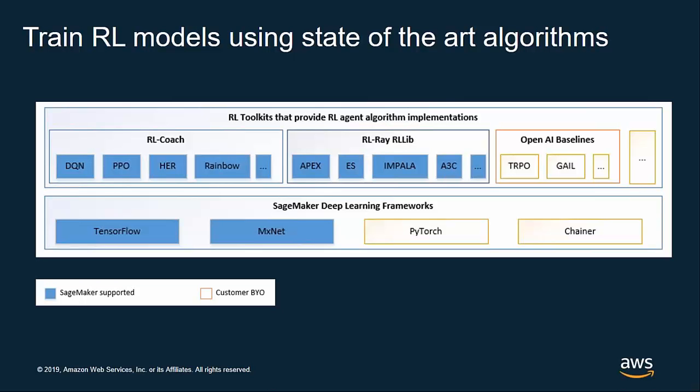Similar to how you would do supervised and unsupervised learning in SageMaker, we also have the ability for you to create your own custom environment for running RL. So if you'd like to use a different framework choice or use a different RL toolkit or algorithm, you can always bring that in through your custom developed container and run it in SageMaker RL.